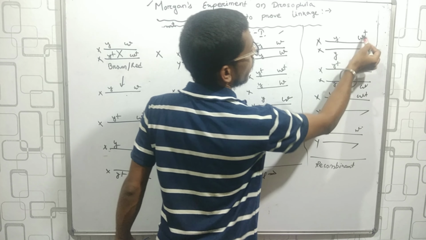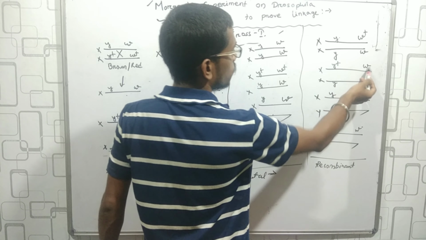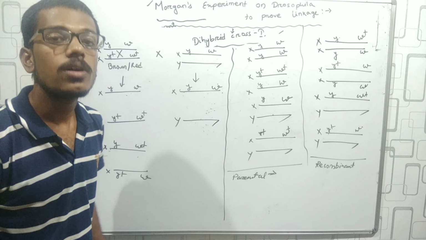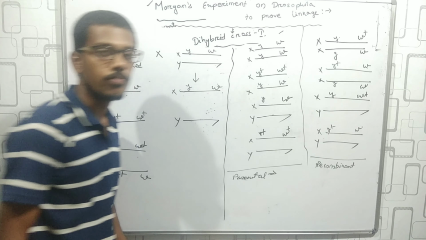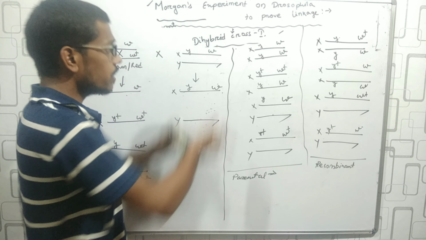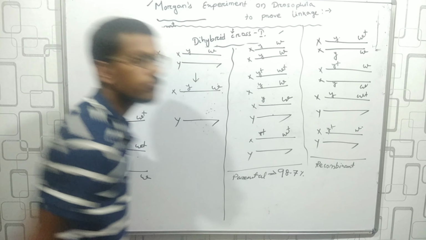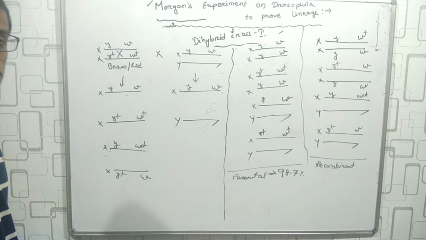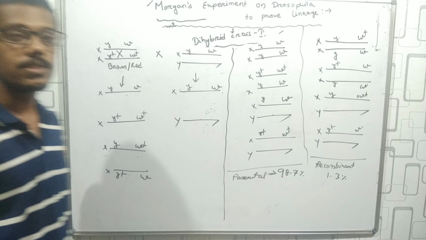Here, small y, small w plus, that is not present in the parental generation. Here, small y plus and small w, that is also not present in the parental generation. Here also small w plus and small y, that is not present in the parental generation. That's why these are the parental and these are the recombinant varieties expressed in the F2 generation. And Mendel found that in this cross there is 98.7% of parental varieties. And he found only 1.3% of recombinant varieties.